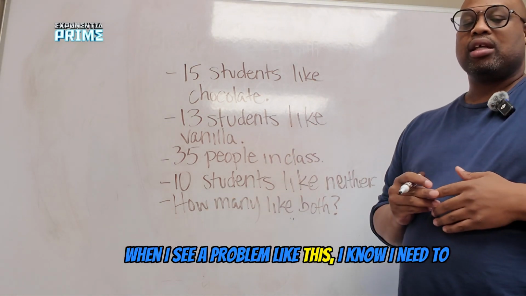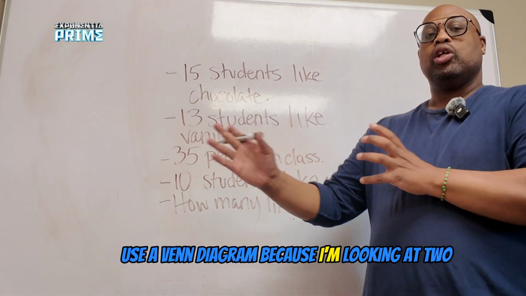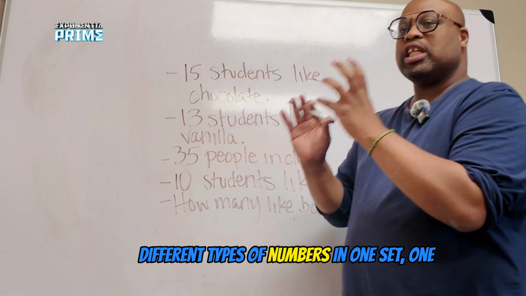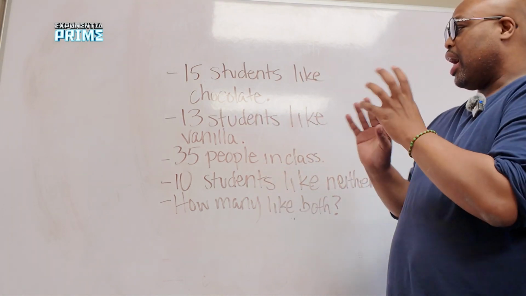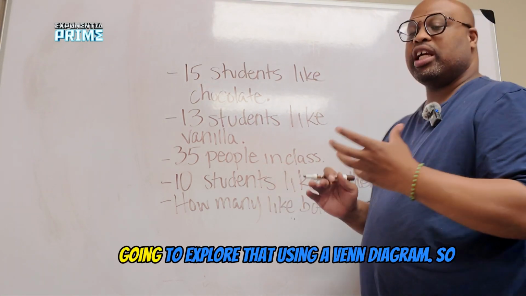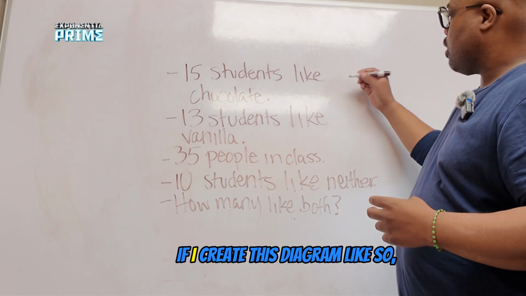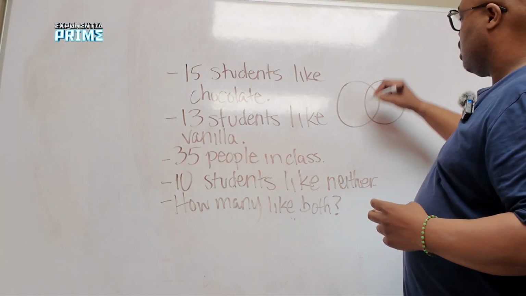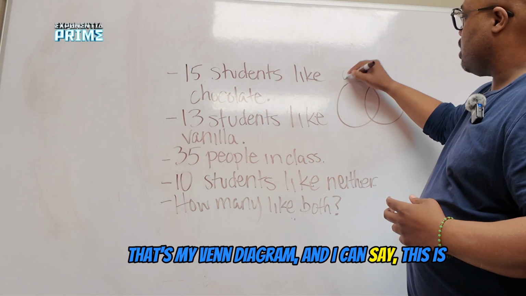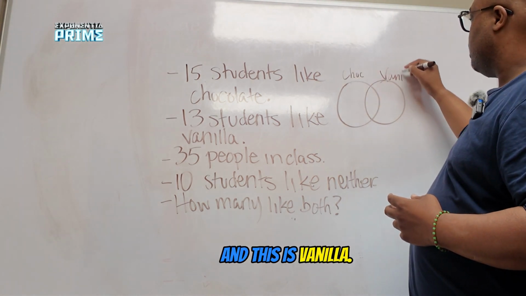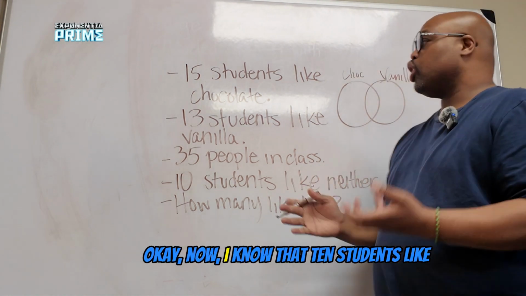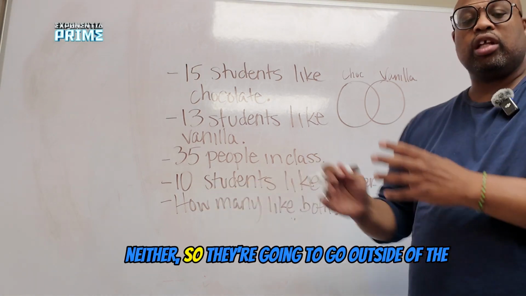When I see a problem like this, I know I need to use a Venn diagram because I'm looking at two different types of numbers in one set, one group. So I can have subsets within the group, and we're going to explore that using a Venn diagram. If I create this diagram like so, that's my Venn diagram, and I can say this is chocolate and this is vanilla.